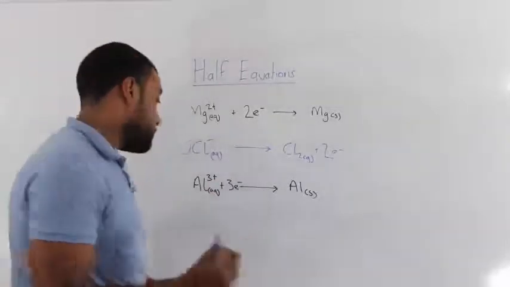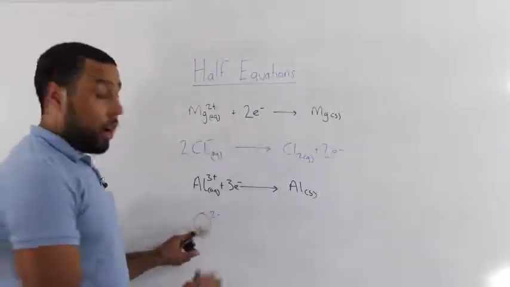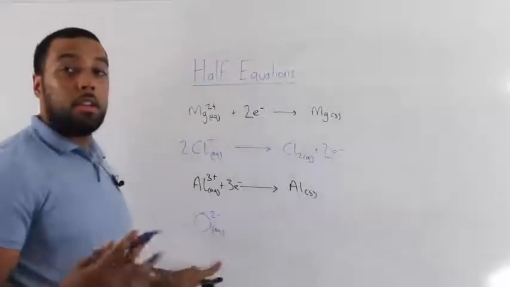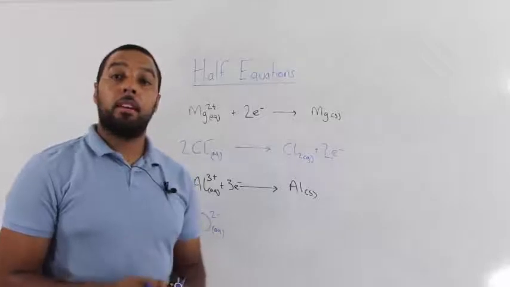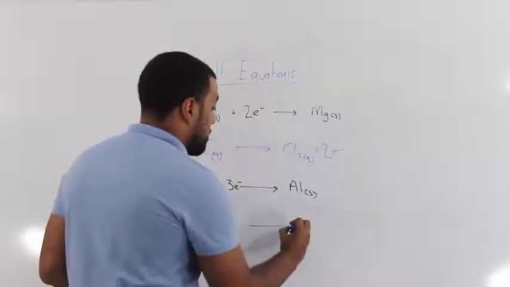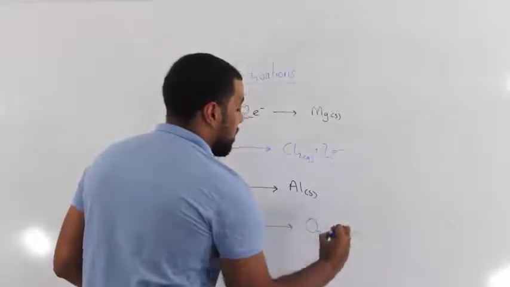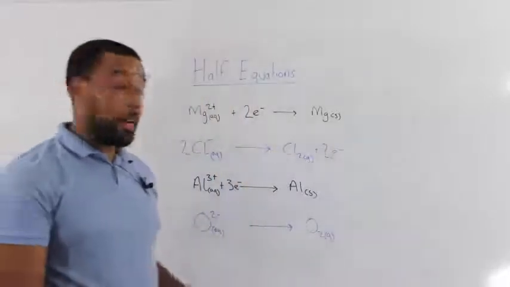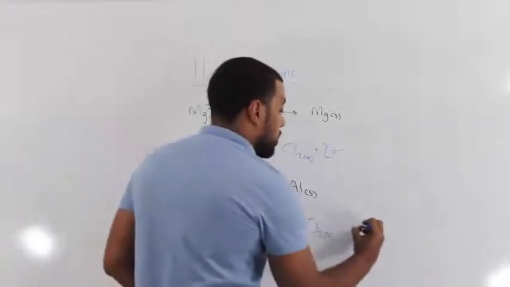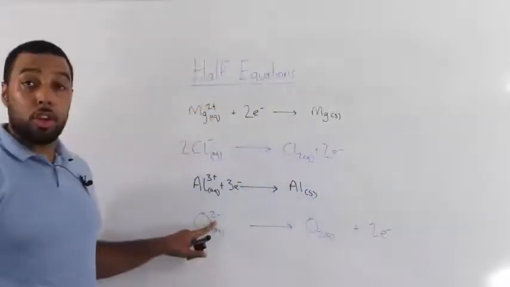I'm going to do one more, and I'll do oxygen. Oxygen will be present in the solution in electrolysis, and it will be attracted to the positive electrode. When it gets to the positive electrode, it will form oxygen gas. Now remember, oxygen gas is diatomic, so we need 2 of them. And it will also lose the 2 electrons it started with.